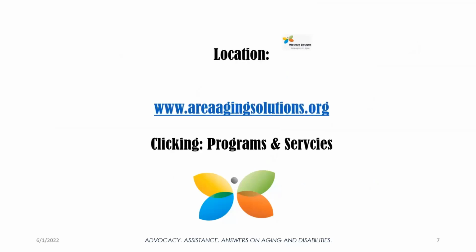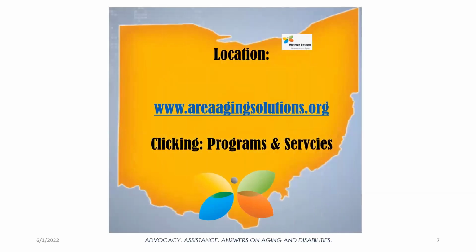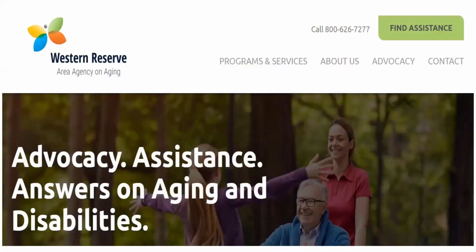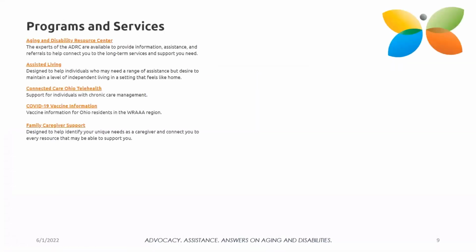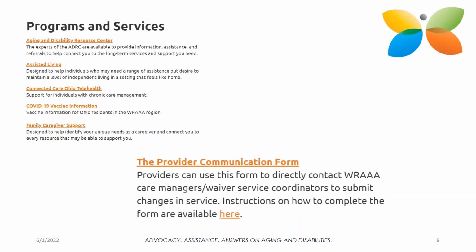The form, as mentioned, is housed on our Area Agency on Aging website. By clicking the link, you will access our website and follow through the Programs and Services tab. Once you click here, you'll see an alphabetical listing of all of our services. As you proceed down, you will find the Provider Communication Form. By clicking the Provider Communication Form link, you will access the form directly.